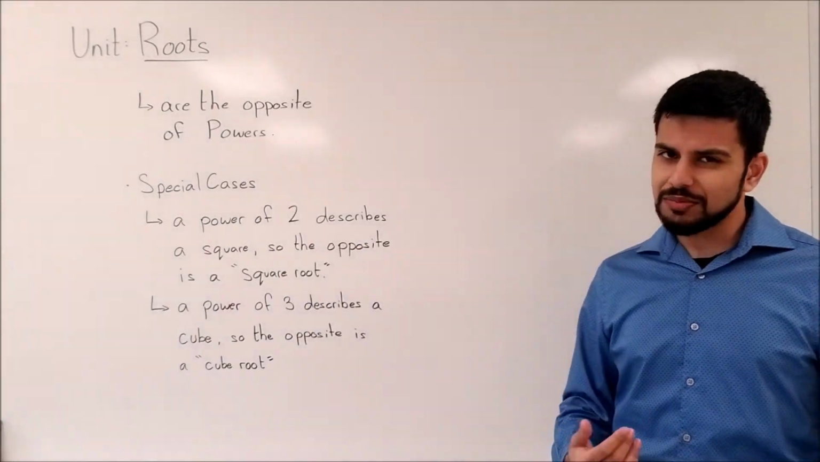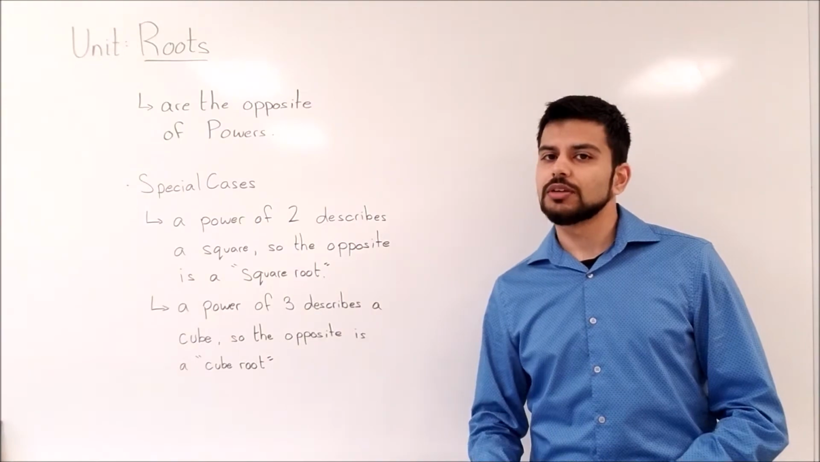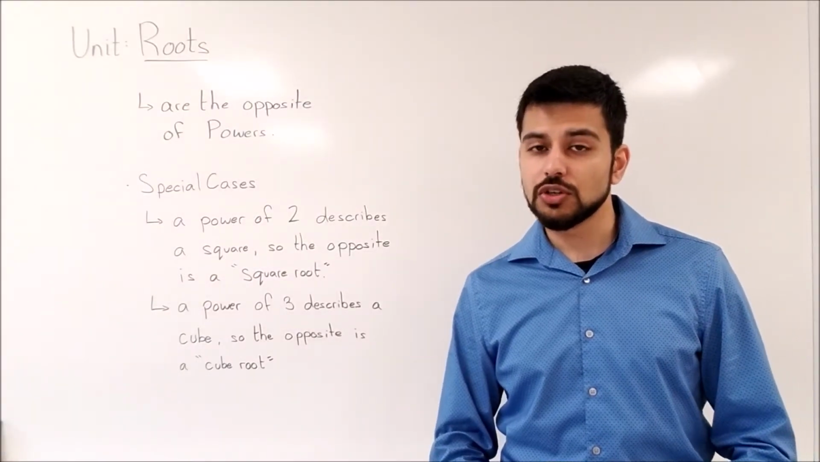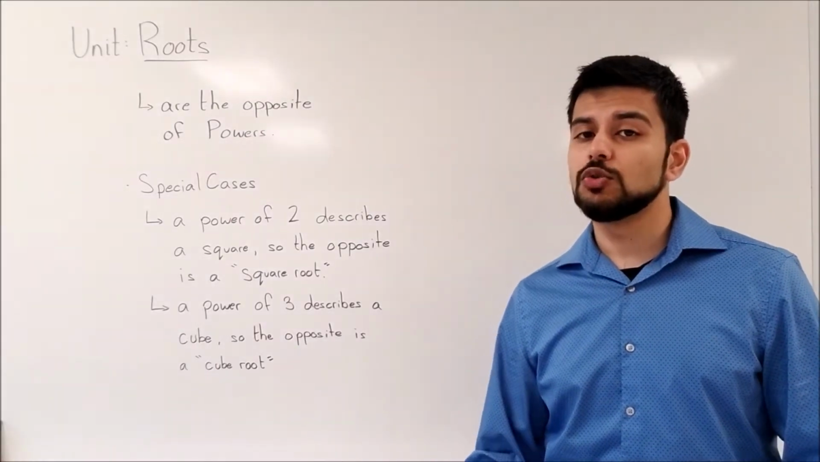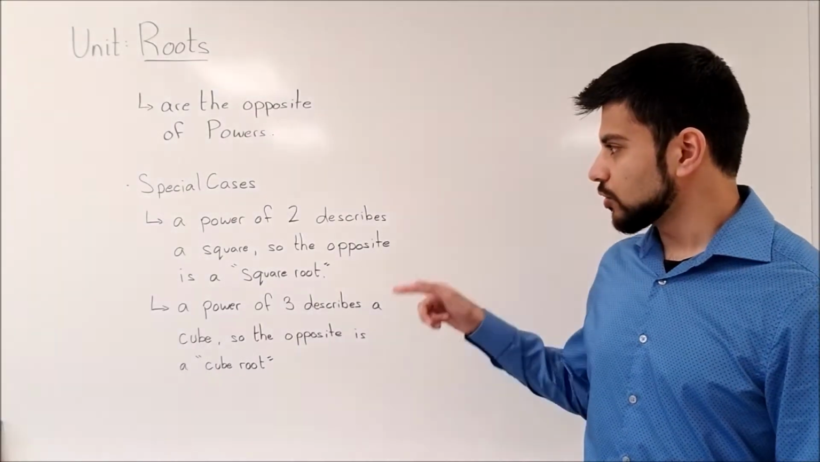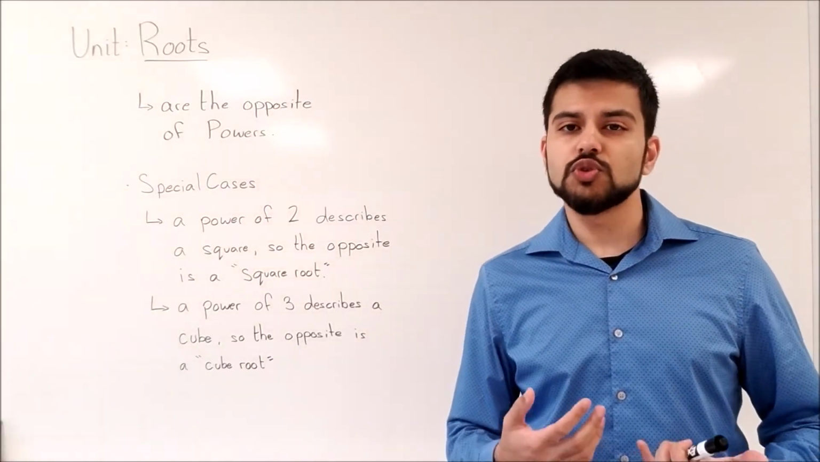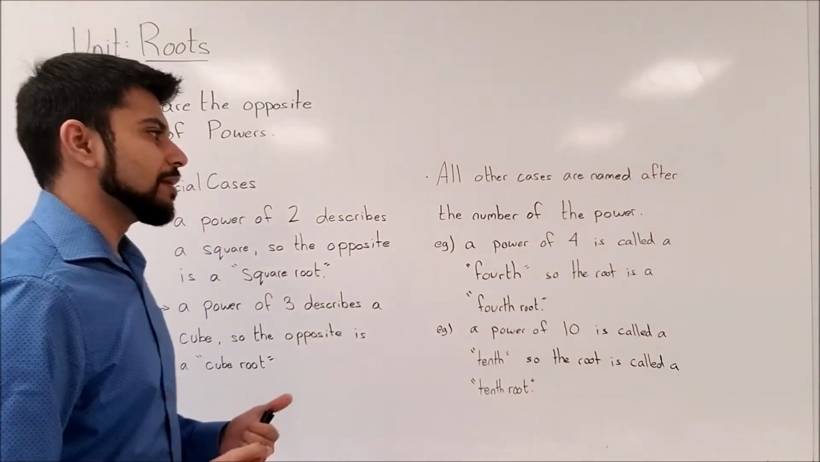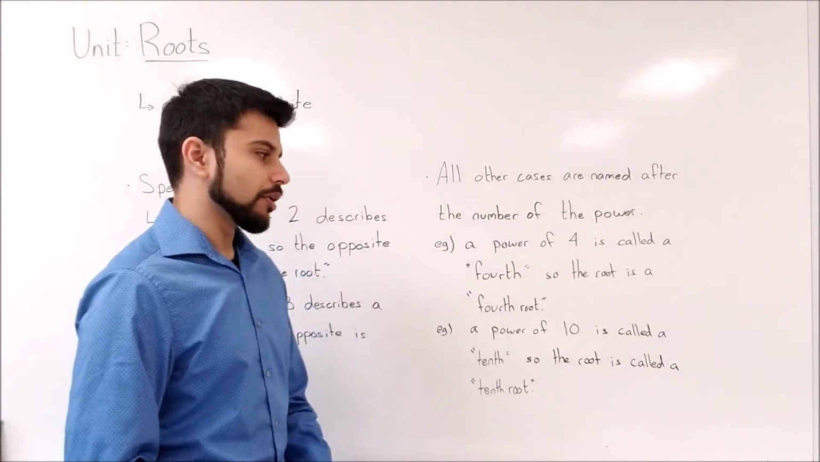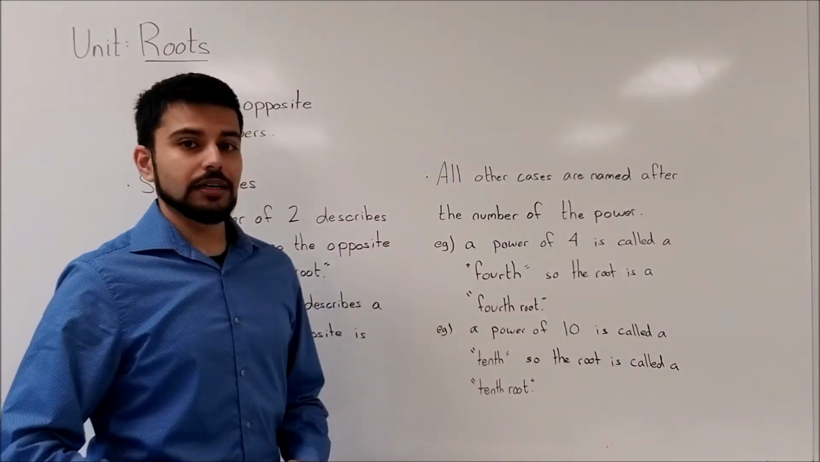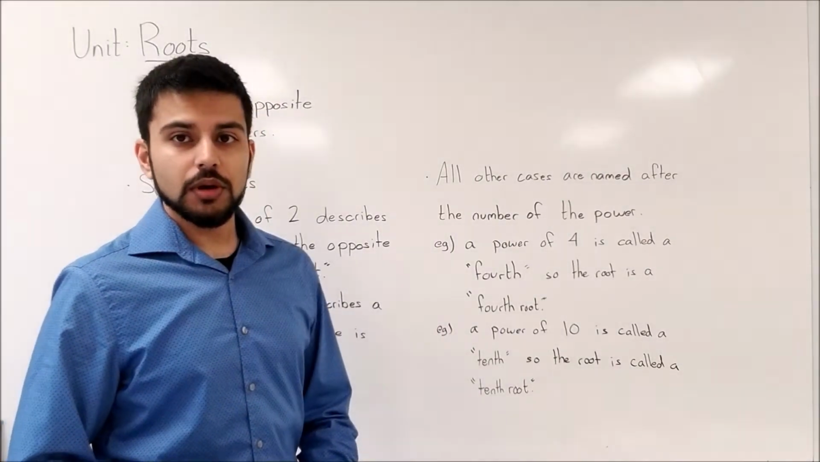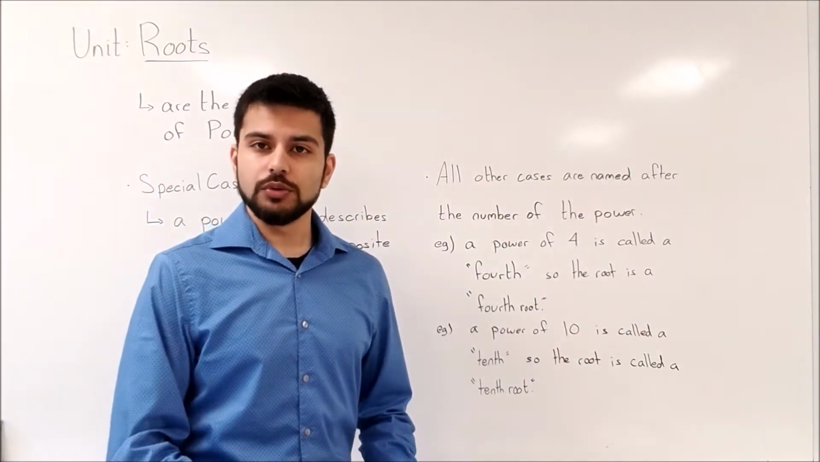We've also at some times used a 3. So we've cubed something. A cube describes something in 3 dimensions, so the opposite of that would have to be a cube root. These are two of the special cases that we use so frequently that they get special names. All of the other cases are going to be named after the number of the power. So for instance, if I had a power of 4, so an exponent of 4, I would call that a fourth. The root of that would be a fourth root.